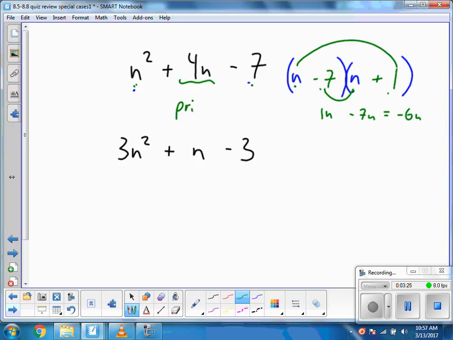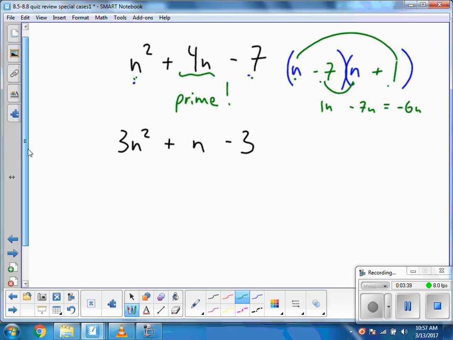And when something's not factorable, I call it prime, kind of like a prime number. 2 can only be factored into 2 times 1. 7 can only be factored into 1 times 7. It really cannot be broken down anymore, and neither can that number.